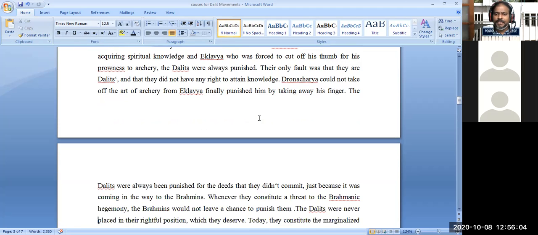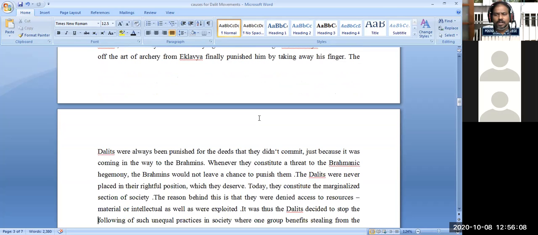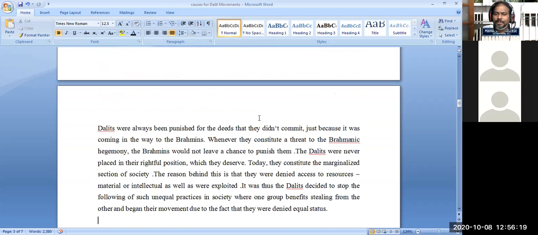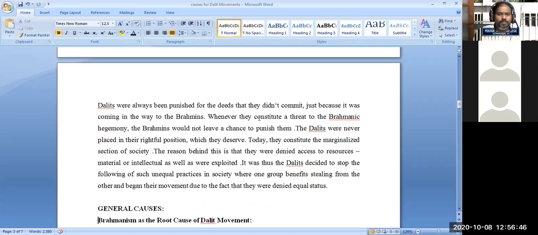So the Dalits were always being punished for deeds that they did not commit, just because it was coming in the way of the Brahmins. Whenever they constituted a threat to the Brahmanical hegemony, the Brahmins did not leave a chance to punish them. The Dalits were never placed in their rightful position. Today, they constitute the marginalized section of society. The reason behind this is that they were denied access to resources, material and intellectual, and were exploited. It was thus that the Dalits decided to stop such unequal practices in society, where one group benefits by stealing from the other, and began their movement because they were denied equal status.